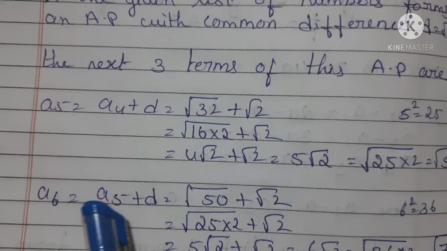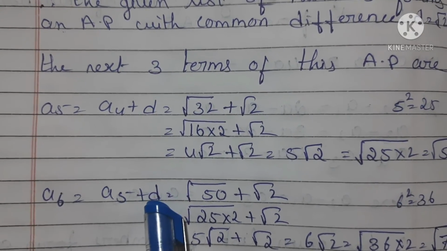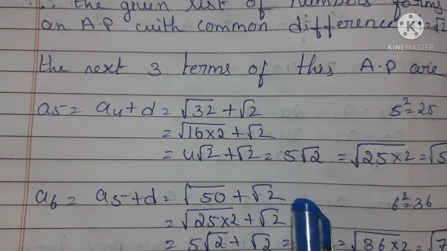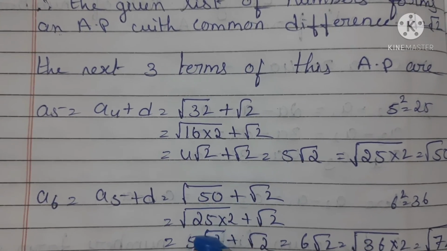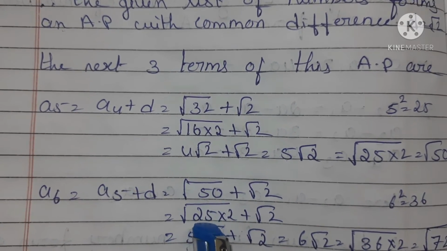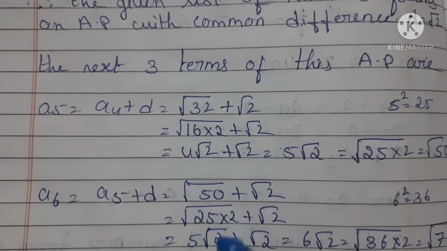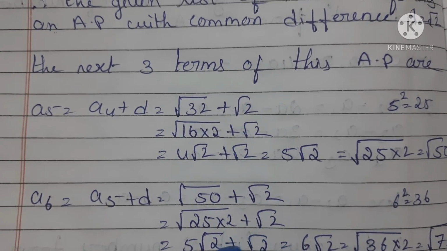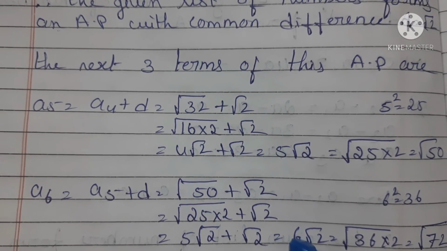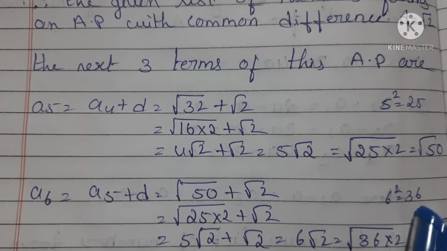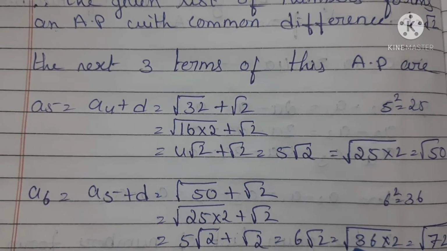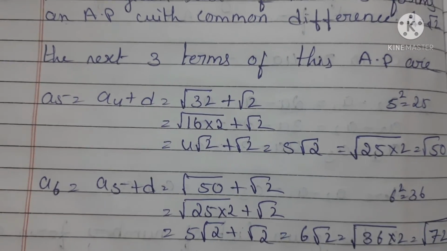Now A6 is equal to A5 plus D. A5 value root 50 plus D root 2. Here root 50 we can write as 25 times 2. Here root 25 value is 5, so 5 root 2 plus root 2, that is 6 root 2. Here 6 square is 36. Square root of 36 into 2. 36 times 2 is 72.